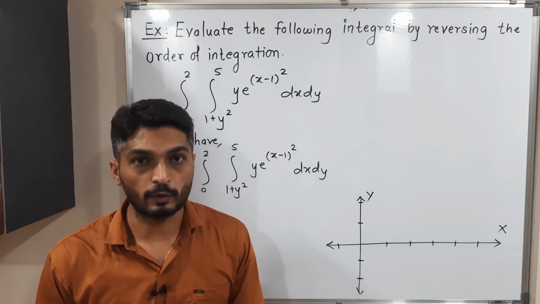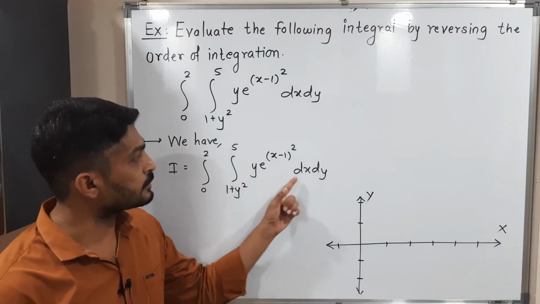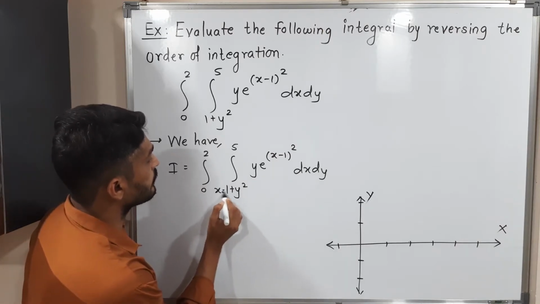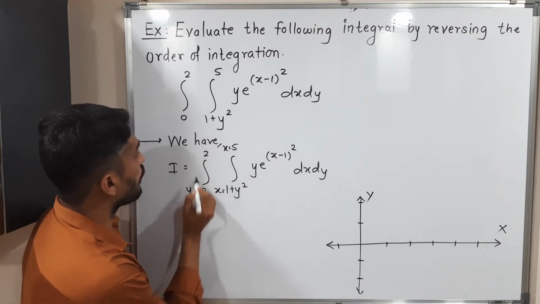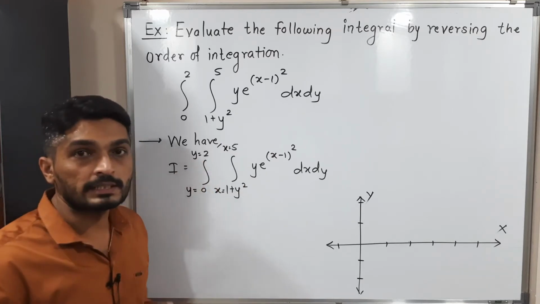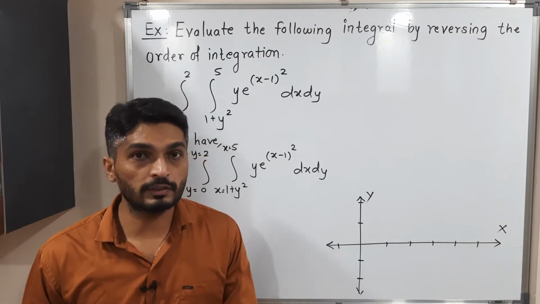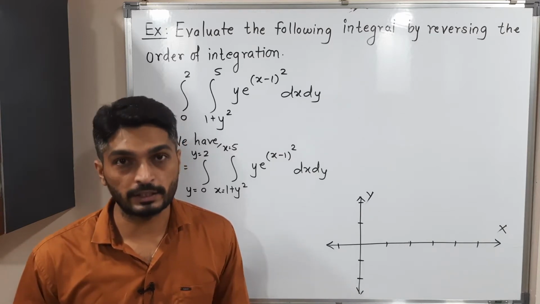So this is a method. This integral we have. The inner integration is with respect to x, so these are the limits of x, and obviously these are the limits of y. With the help of these limits, first of all, we will find the region of integration. After that, we will rotate the strip and then we will find the new limits of integration.